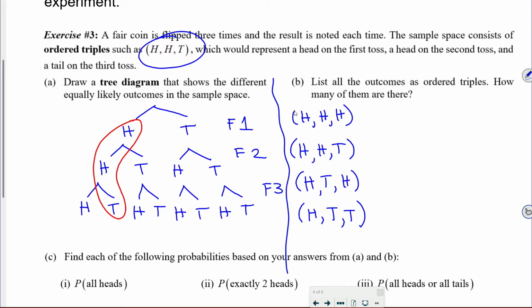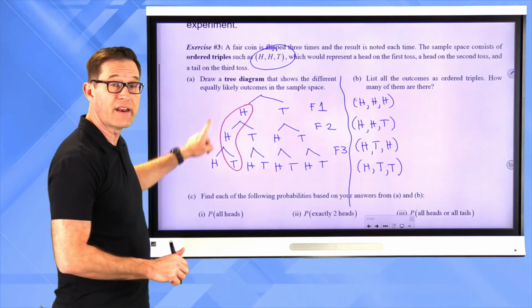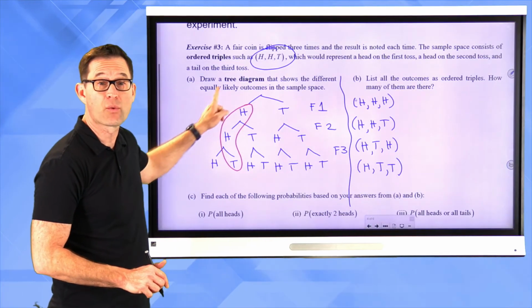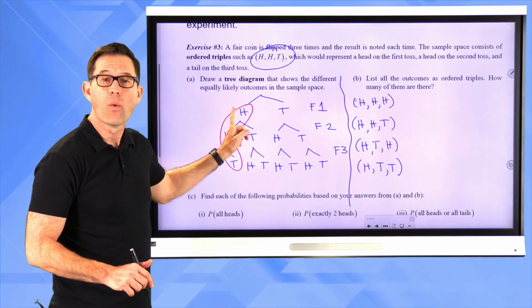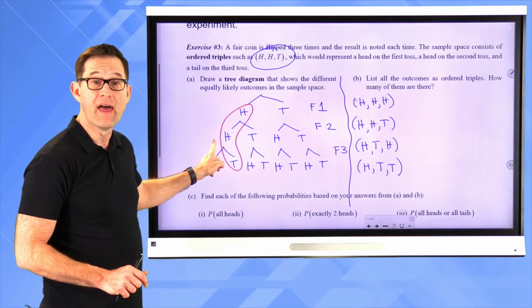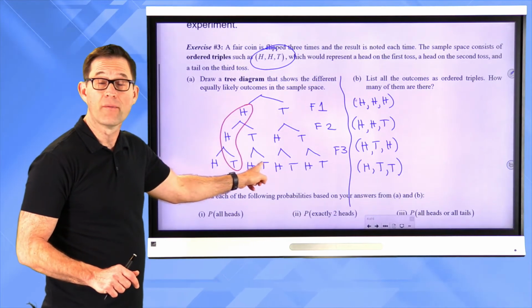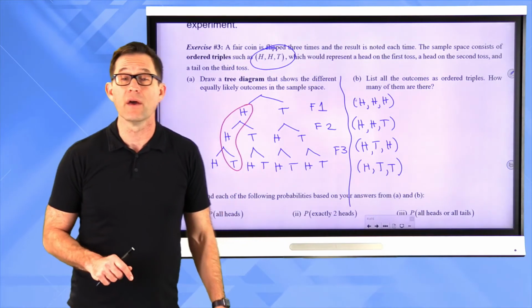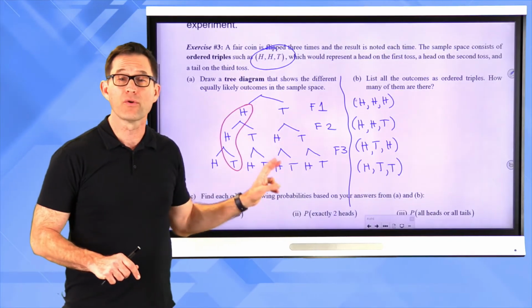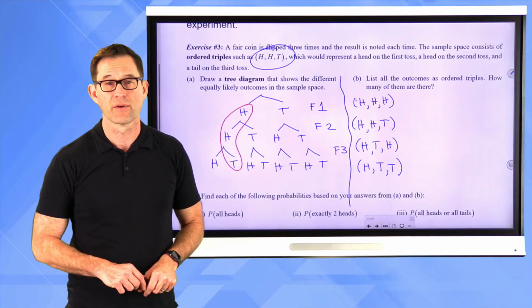Now that's not all of them, because I want you to fill in the rest. Those are all of them that came from this half. In other words, those are all of them where I got a head on the first one. What I'd like you to do is pause the video and write down all the ordered triples that you would get from this half of the branch or the tree.